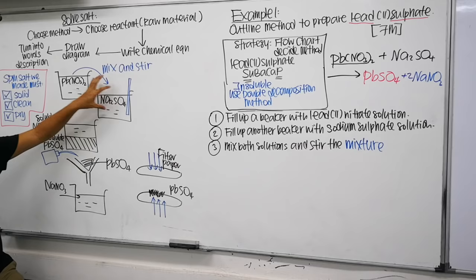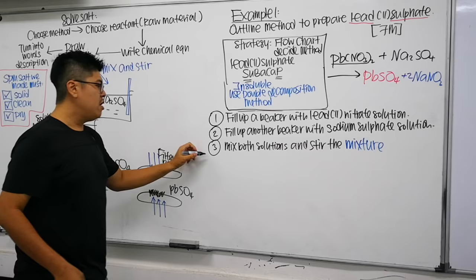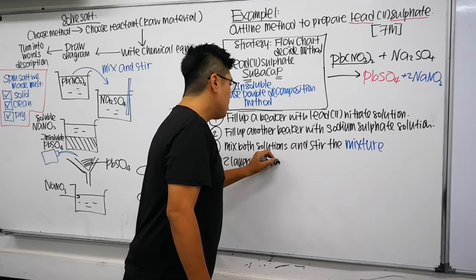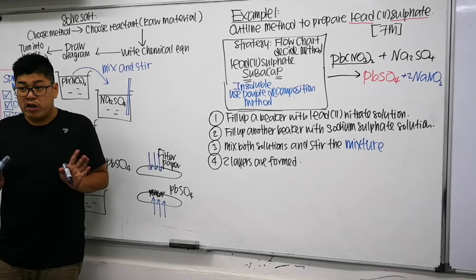Is it okay? Alright, now what do you see? Two layers are formed. Alright? You will see two layers are formed. Okay, so after you get two layers, you don't need to explain what the top layer is and what the bottom layer is. Don't need to go to that extent. As I said, after this, what happened?